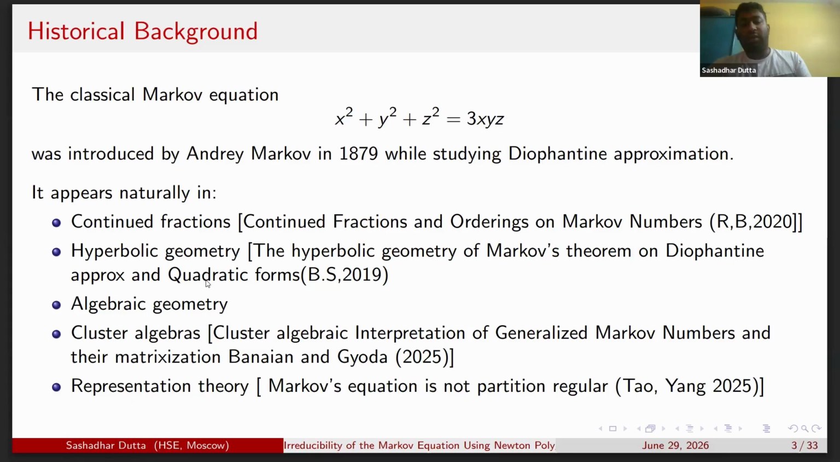You can see a paper written by Boris Springborn in 2019, and there are a lot of papers on algebraic geometry. I cannot list exactly one or two papers, because there are so many. For cluster algebra, there is a paper in 2025 by Banaian and Gyoda, and in representation theory, the result that the Markov equation is not partition regular, by Tao and Yang, 2025.